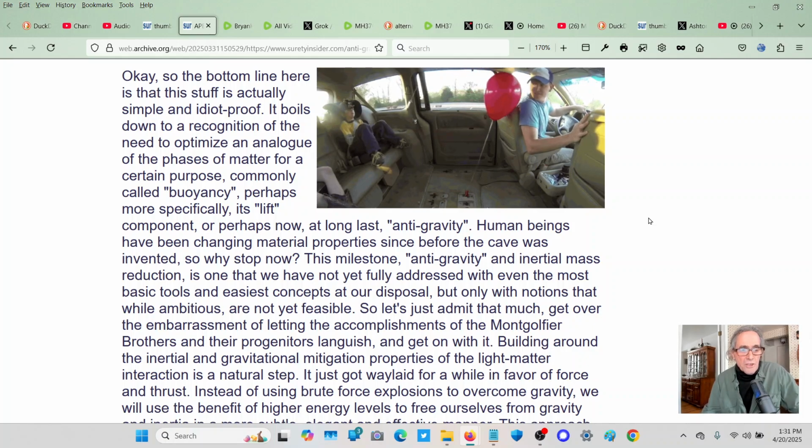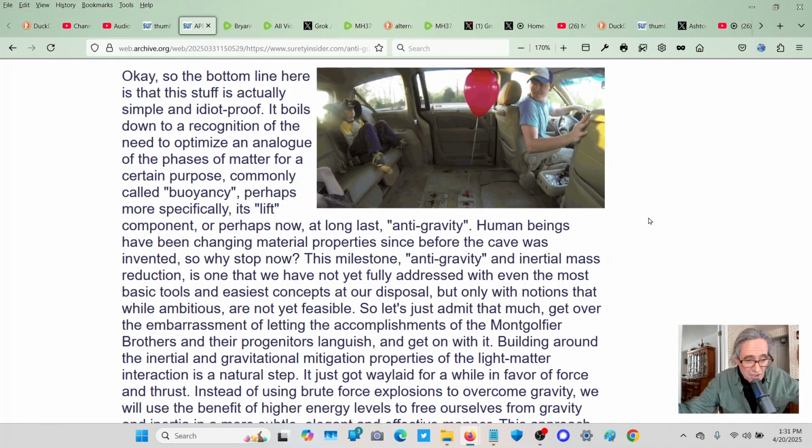Okay, so the bottom line here is that this stuff is actually simple and idiot-proof. It boils down to a recognition of the need to optimize an analog of the phases of matter for a certain purpose, commonly called buoyancy, perhaps more specifically its lift component, or perhaps now, at long last, we can call it, in big ironic air quotes and fingers going, anti-gravity.